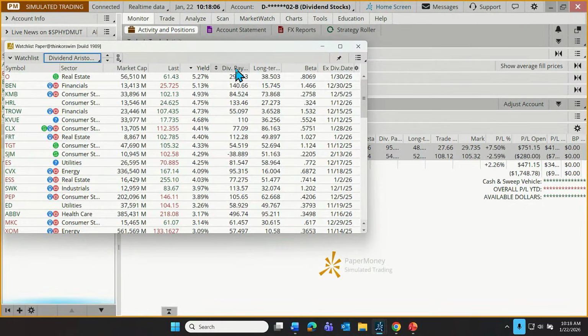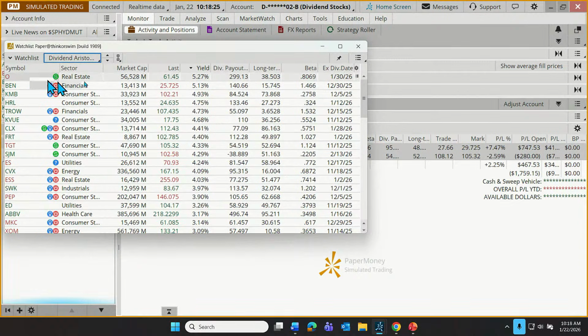We can also see our dividend payout ratio, which is going to be interesting for today's discussion. I want to talk about that. Long-term debt to capital, we can see the beta, which is our measure of volatility. Scores below 1 are lower volatility. Scores above 1 are higher volatility. And we can see the ex-dividend date.